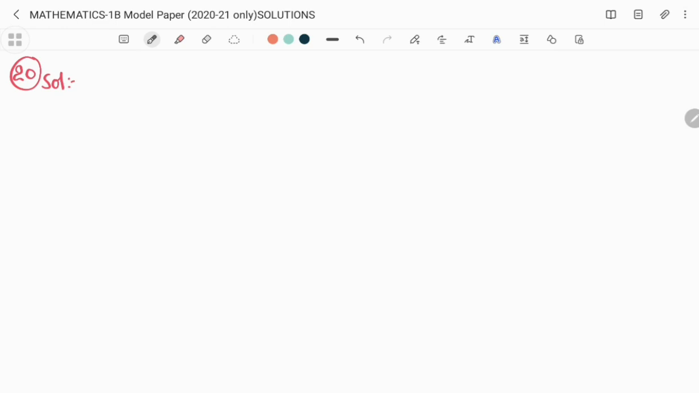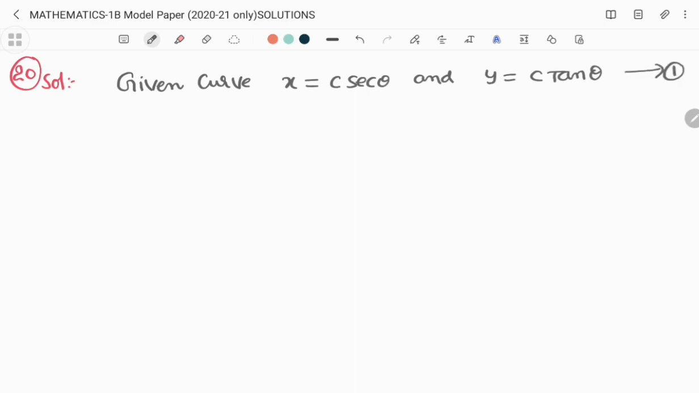First step, you have to write the given curve. Given curve means the combination of x and y in terms of theta, you have to write it. x is equal to c secant theta and y is equal to c tan theta. We can take both as equation number 1. So x in terms of theta, y in terms of theta.